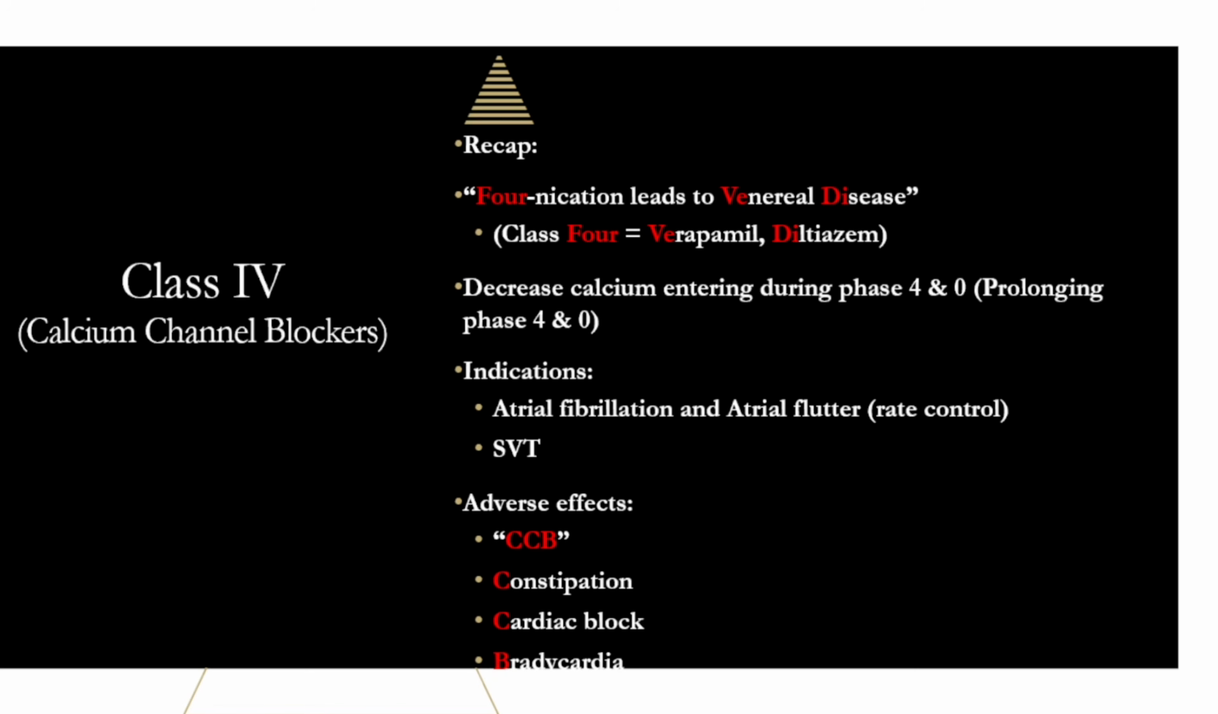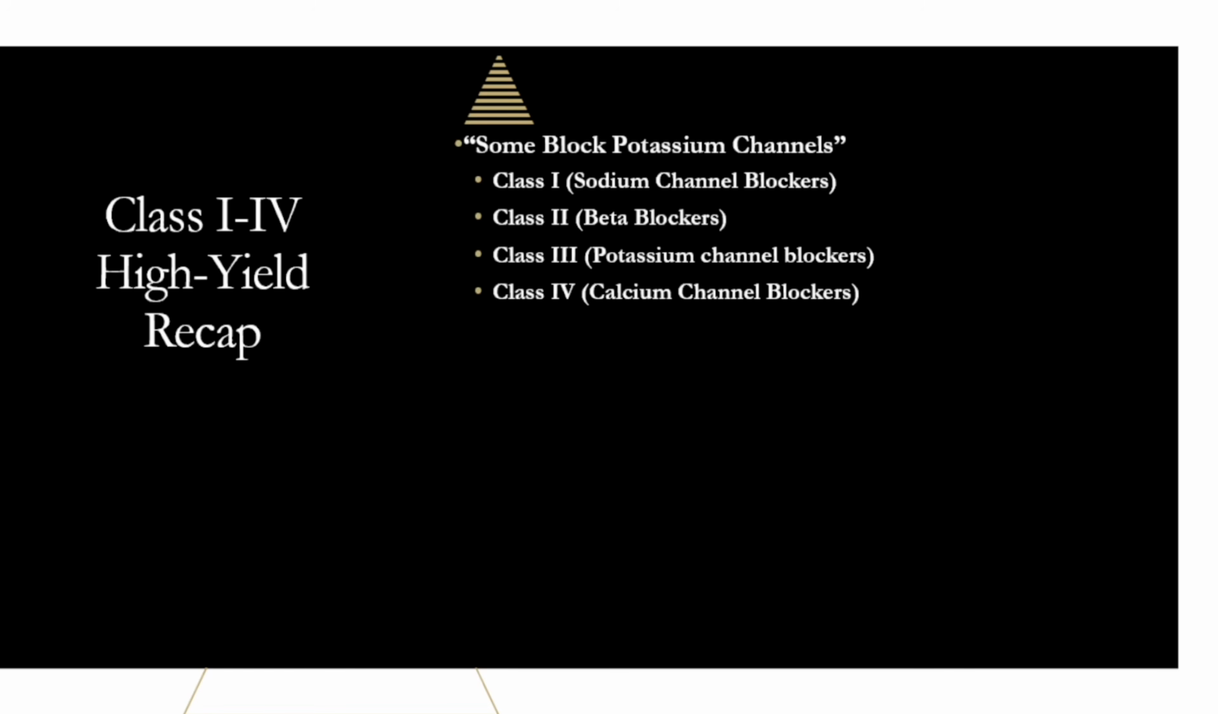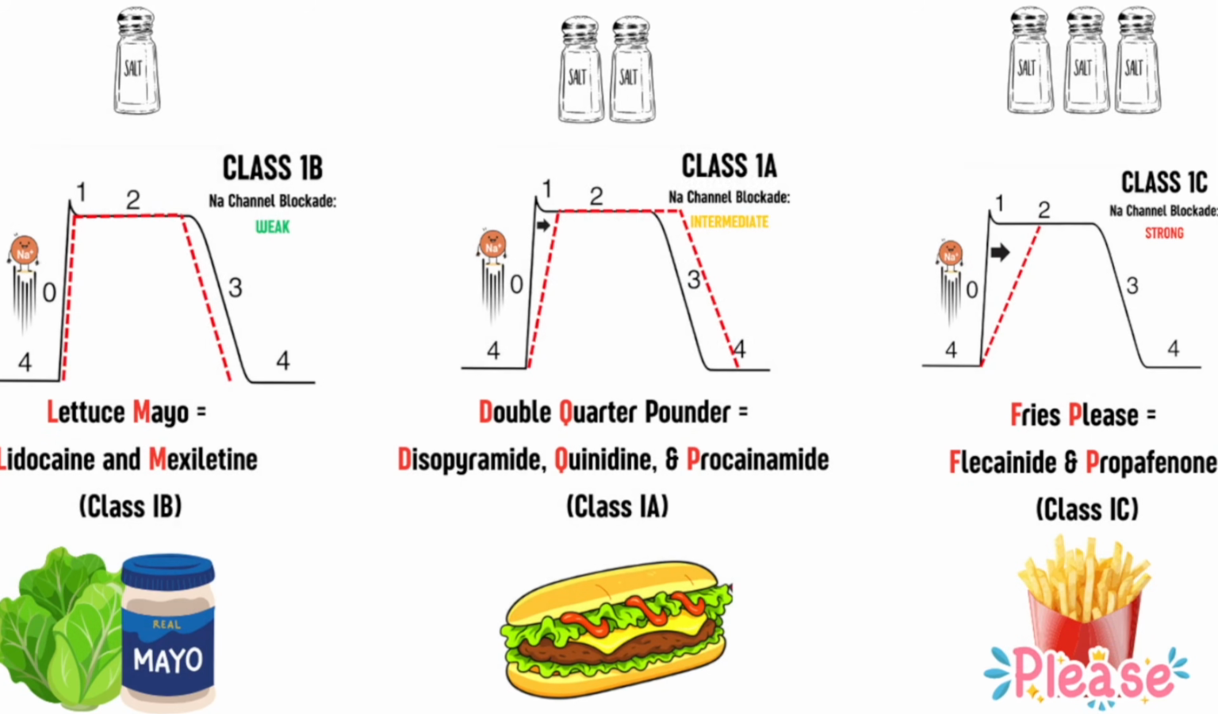I'm going to do a 60 or so second recap of the highest yield topics and mnemonics, and then we'll do a few quick questions to test your knowledge. So 4 classes of antiarrhythmics to know: Class 1, sodium channel blockers; Class 2, beta blockers; Class 3, potassium channel blockers; Class 4, calcium channel blockers. Remember them by remembering the sentence, some block potassium channels. Starting with Class 1, sodium channel blockers, which slow the influx of sodium during phase 0. And remember, the more salt in the food, the more it blocks sodium channels.